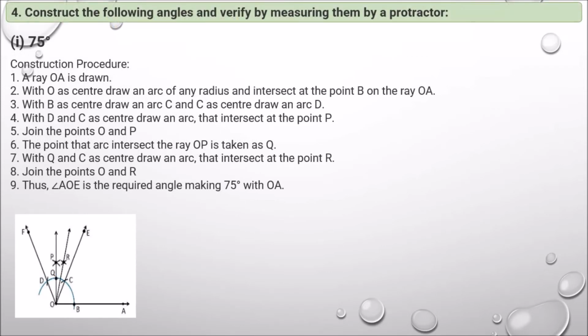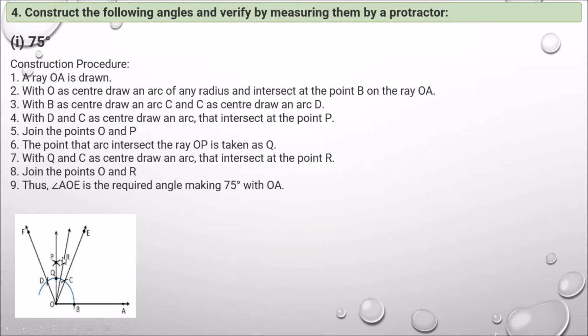Next, construct the following angles and verify by measuring them with a protractor. So, 75 degree. Now, we have to construct 75 degrees. So, first we will go through the procedure. Ray OA is drawn. With O as the center, draw an arc of any radius and intersect at the point B on the ray OA. With B as the center, draw an arc C, and with C as the center, draw an arc D. With D and C as the center, draw arcs that intersect at the point P.